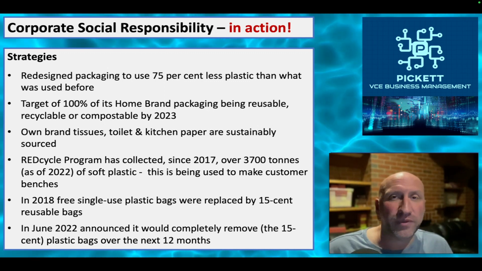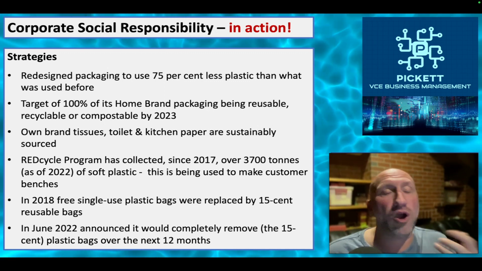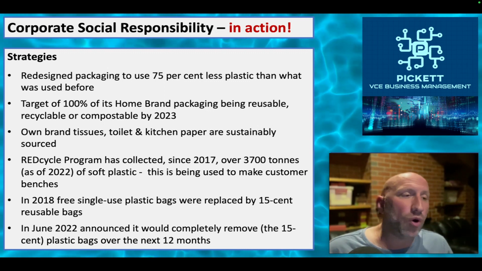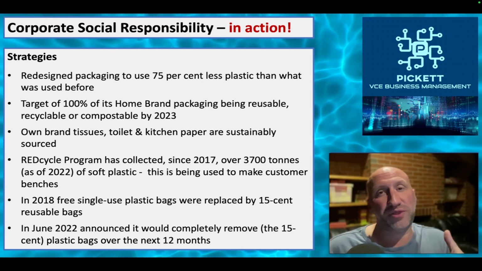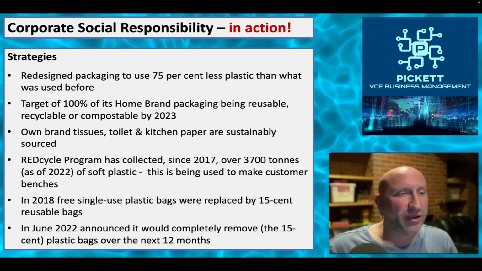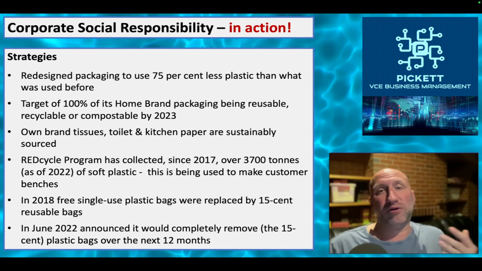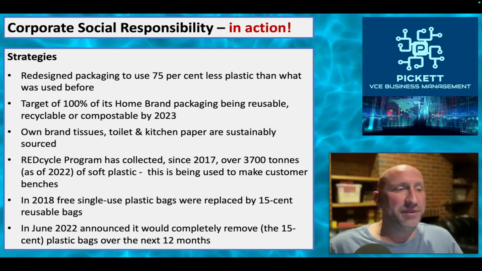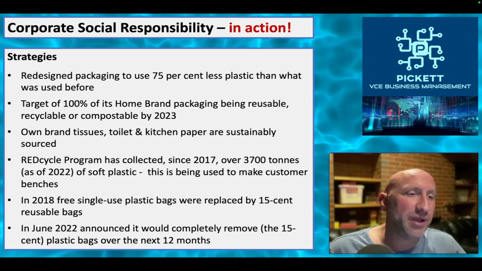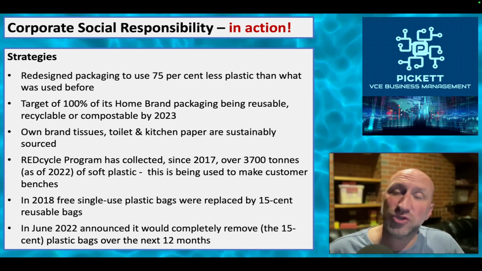There's a target in place of 100% of its home brand products' packaging being reusable, recyclable, or compostable by 2023. So this was put in place a few years ago. Obviously, we're now approaching that target. I'm not sure how far along or how close they are to achieving that target, but that's in place. Own brand tissues, toilet, kitchen paper, all of that stuff, sustainably sourced.